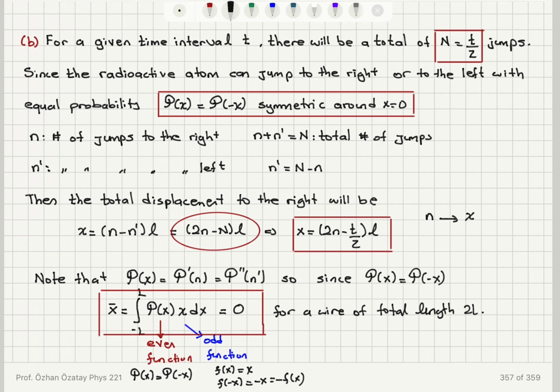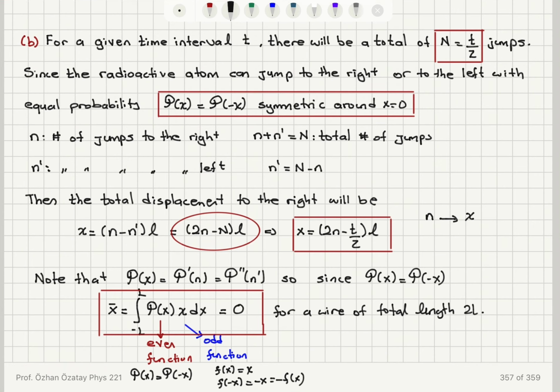The total displacement to the right is the number of displacements to the right minus the number of displacements to the left, which is the net number of displacements to the right. Each displacement has a length L, so it is (2n minus capital N) times L, or (2n minus t over tau) times L. Since the probability distribution of x is related to n, there's a one-to-one correspondence between n prime and x. The probability distributions are the same.